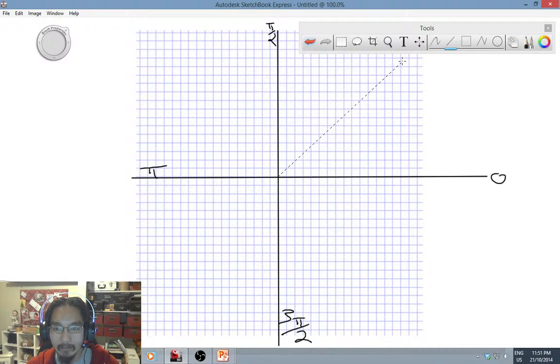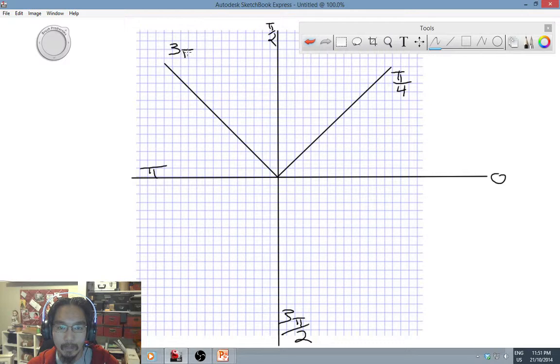If I draw a line this way, exactly halfway between, this line will represent pi over 4. Because this line is exactly halfway between 0 and pi over 2. You can do this on the other side. Pi over 4.